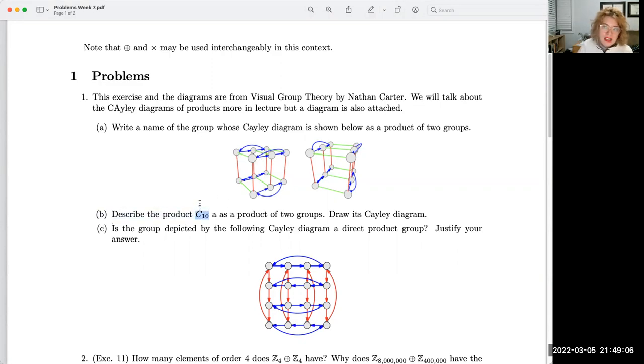The cyclic group of order 10, you should be able to write pretty easily as a product of two groups. Using that technique, you could do it either way. So for example, you could start with C5 and you could write a copy of C2 at every node, and then you could just connect the C2 nodes that you just created, just like C5.